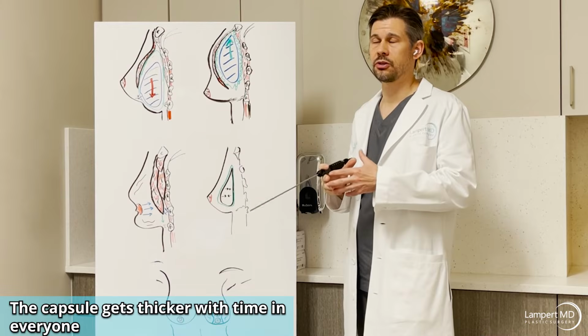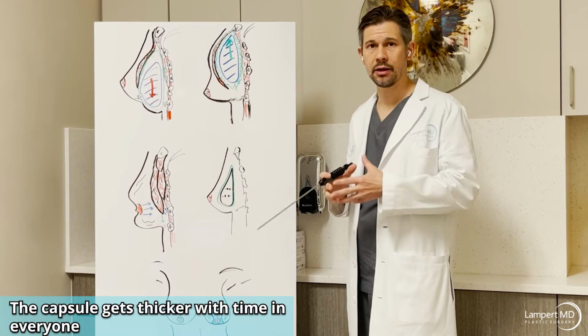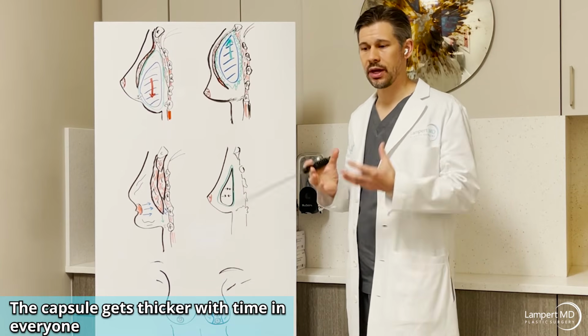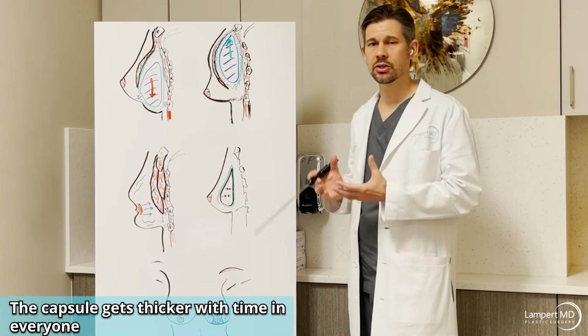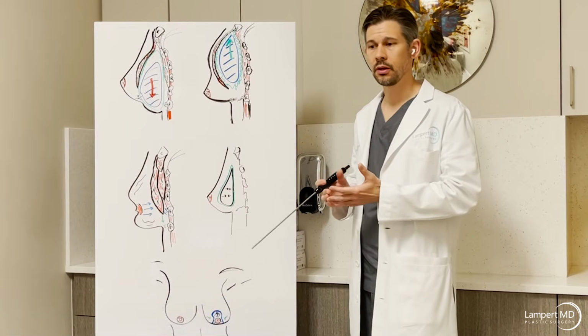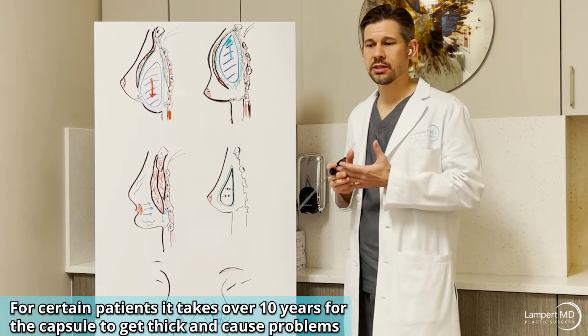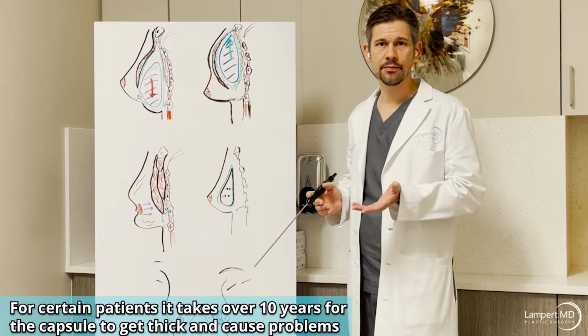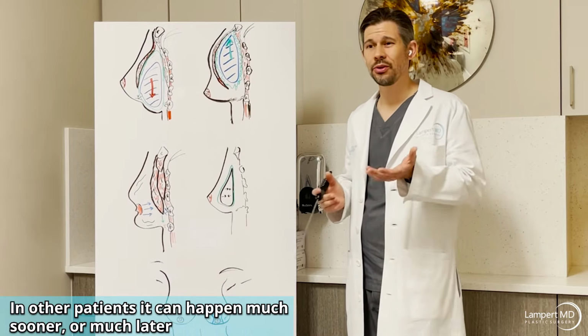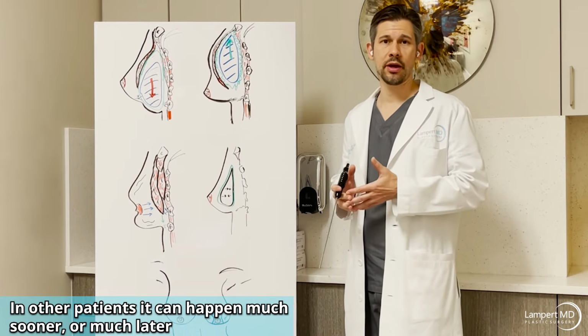Your body feels that the breast implant is a foreign body, a foreign object, and it wants to create scar around that. And over time, that scar gets thicker and thicker and thicker. In certain patients, this takes 20 to 30 years to happen. In other patients, we don't really know why. It happens pretty soon after surgery.